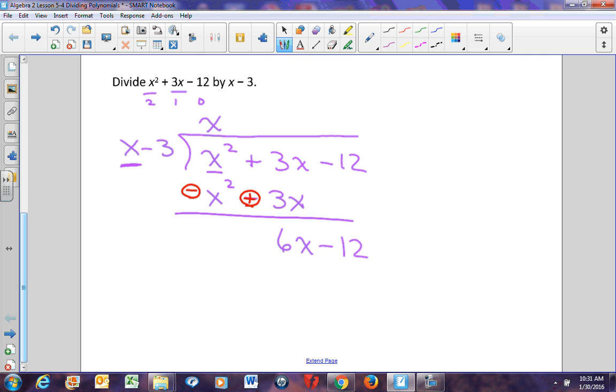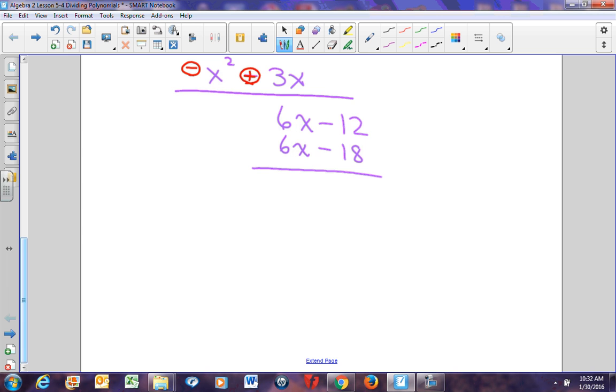So we divide it in, we subtract it, we bring down, just like you did when you're dividing whole numbers, or decimals for that matter. Now, what do we have to multiply x by to get 6x? Well, we have to multiply it by 6, so I'll put a 6 up here. 6 times x is 6x. 6 times negative 3 is negative 18.